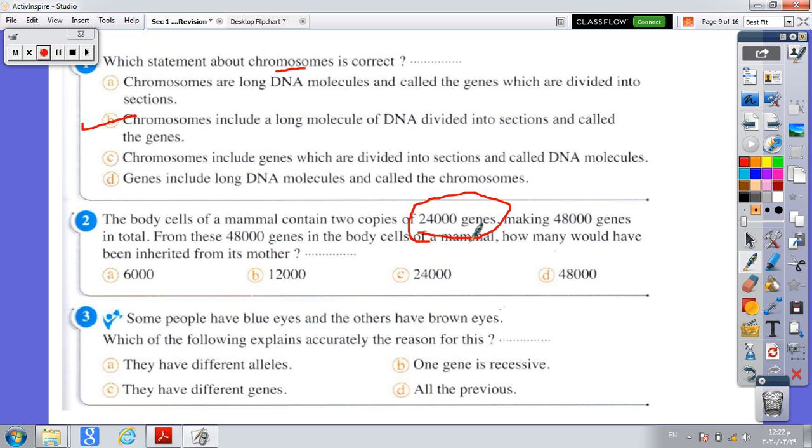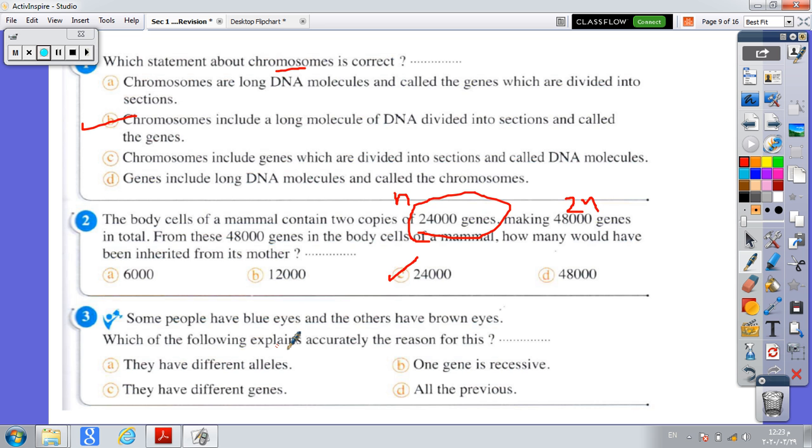Number 2. The body cells of a mammal contain 2 copies, 24,000 genes, 24,000 genes, okay? Making 48,000 genes. 24,000 represents N, and 48,000 represents 2N genes. Excellent. From the total genes in the body, how many would have been inherited from its mother? We get half the number of genes from the mother and half from the father. As we get 2N from both, the mother's share will be 24,000.